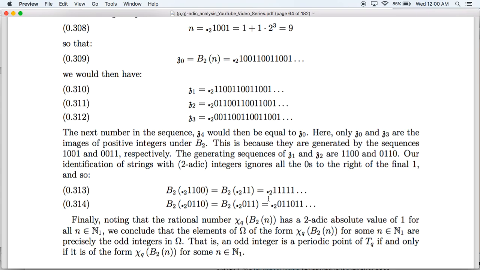In particular, we then see that because chi-q of b2 of n always has unit 2-adic absolute value, the elements of the periodic points that are of this form are going to be the odd integer periodic points. And the even integer periodic points will then not be of this form.